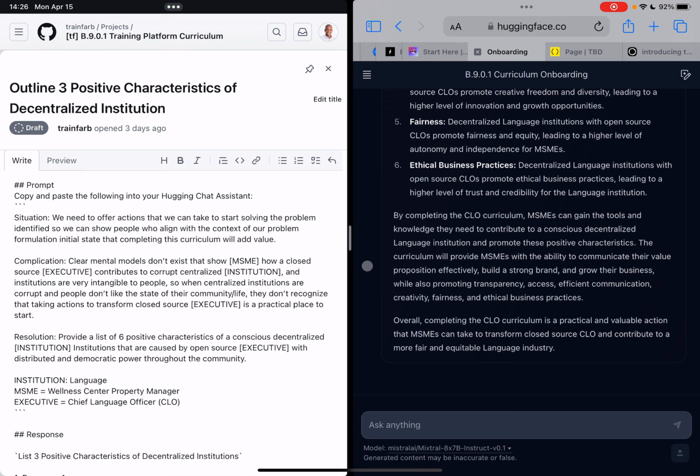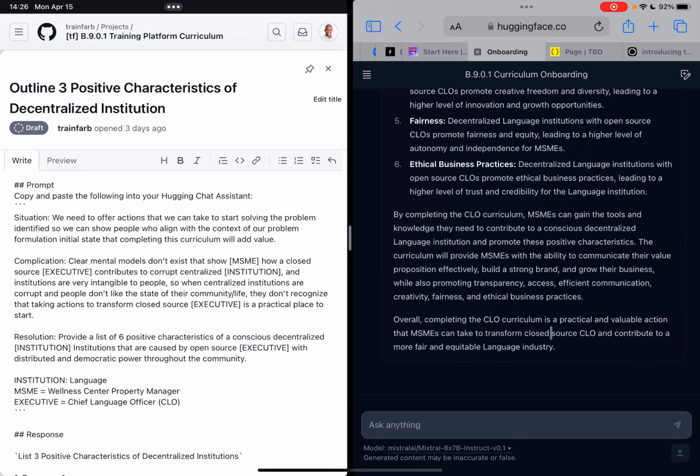By completing the CLO curriculum, MSMEs can gain the tools and knowledge they need to contribute to a conscious, decentralized language institution and promote these positive characteristics. The curriculum will provide MSMEs with the ability to communicate their value proposition effectively, build a strong brand, and grow their business while also promoting transparency, access, efficient communication, creativity, fairness, and ethical business practices. Overall, completing the CLO curriculum is a practical and valuable action that MSMEs can take to transform closed source CLOs and contribute to a more fair and equitable language industry. Cool.